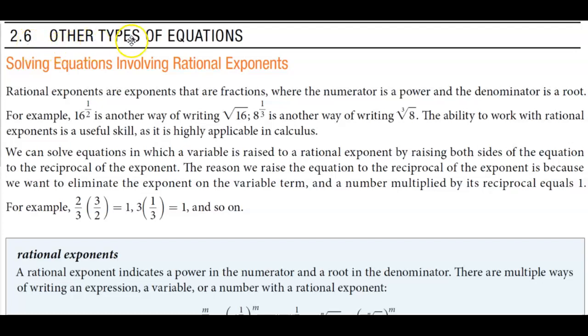Section 2.6 Other types of equations. Solving equations involving rational exponents. Rational exponents are exponents that are fractions, where the numerator is a power and the denominator is a root.